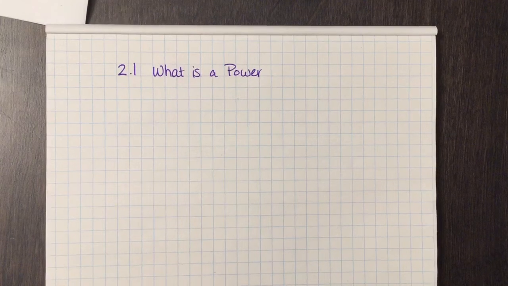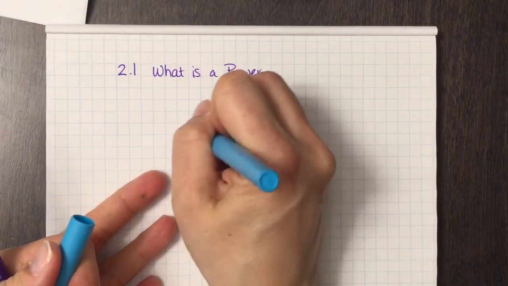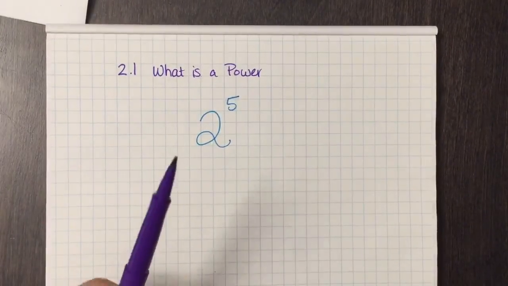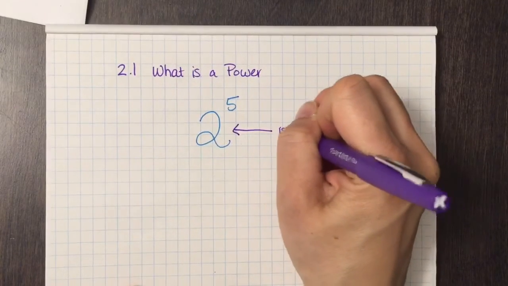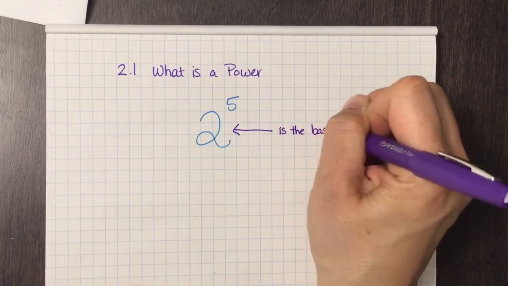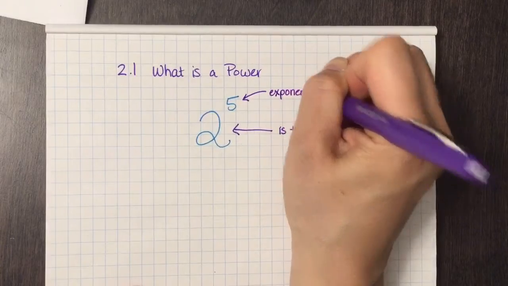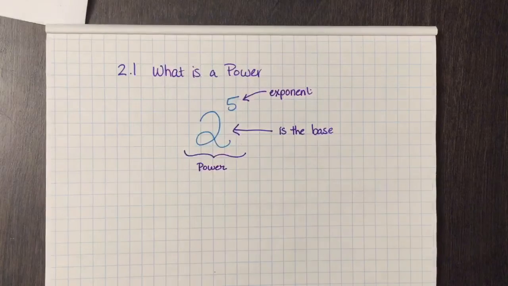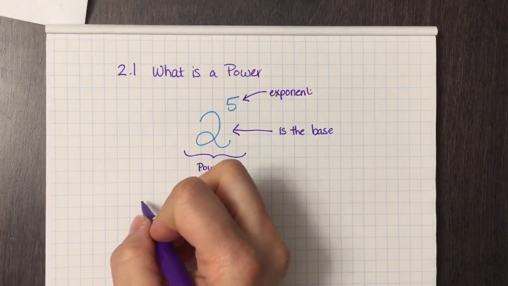Okay, so the first part we want to understand is what is a power, an exponent, and a base. If I write the number 2 to the 5, the 2 is the base. The 5 is the exponent. And this whole thing is called the power. I'm pretty sure you've got that, but let's try a couple others.